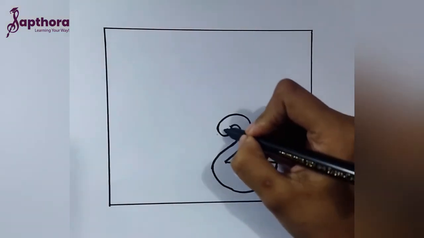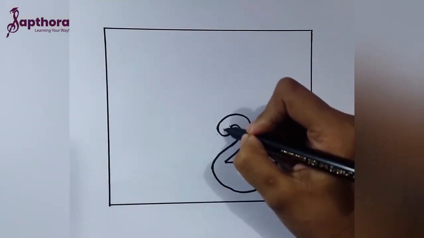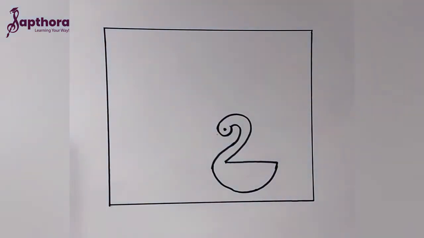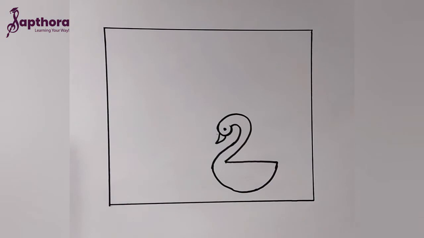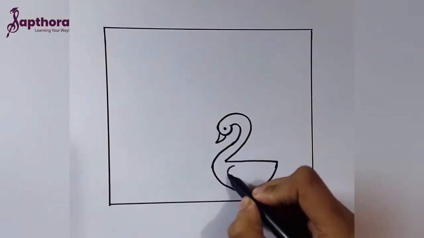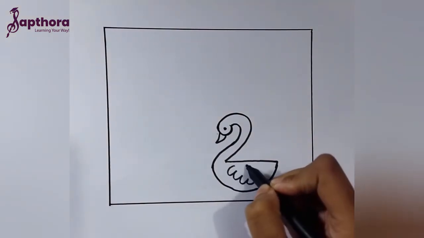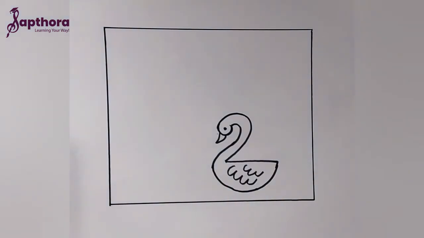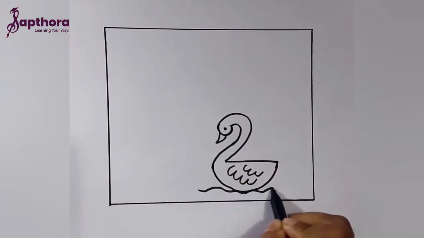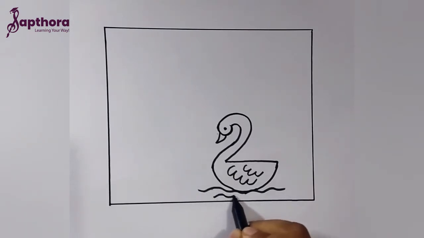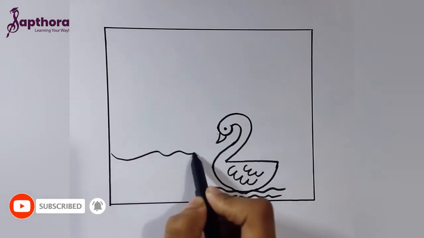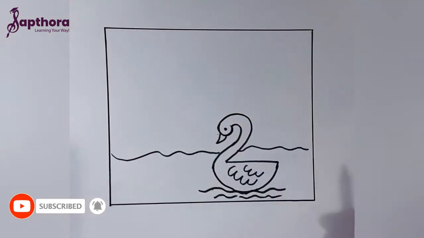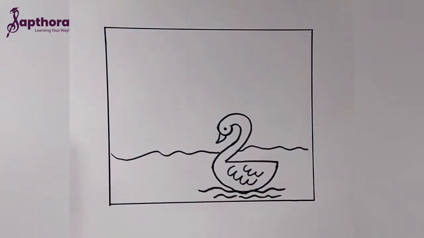Now we'll make the eye of the bird. For that you just need to make a small circle. Now for the beak we are going to use an inverted V. Now inside use the connecting U's. Then for the water again use a wavy line, and again one more wavy line, and again one wavy line to show the boundary of the water and the sky.